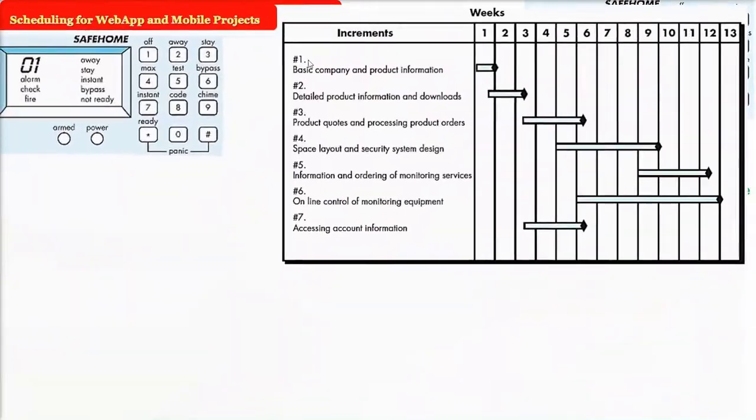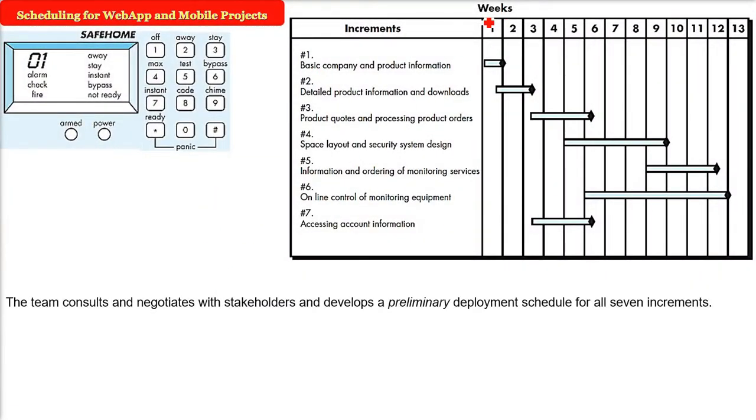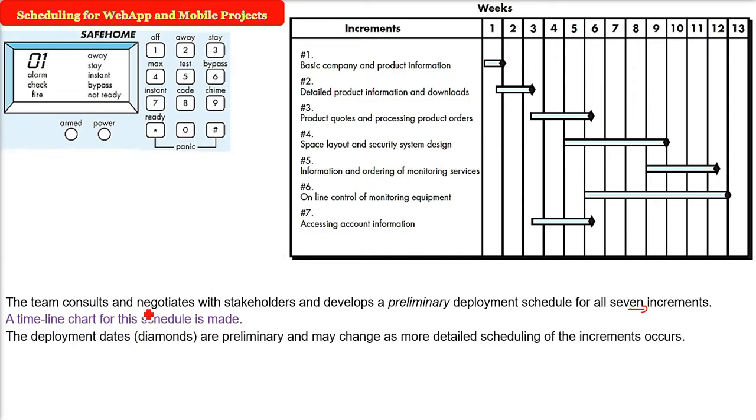So how to do this? See, these are 7 increments. First, we have to consult with the stakeholders and develop a preliminary deployment schedule for all these 7 increments. That is why I'm calling it a macroscopic schedule. So we will make a timeline chart, which is also called a Gantt chart. The deployment dates, you see here the diamonds, are very preliminary and may change as more detailed scheduling is done for the increment.